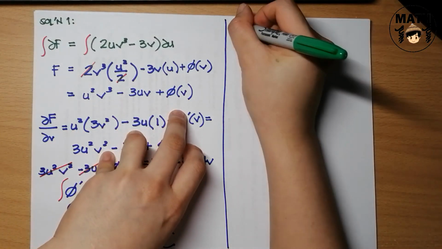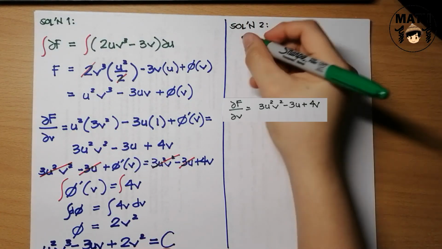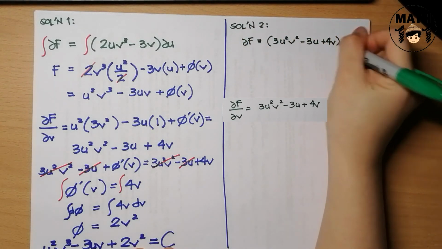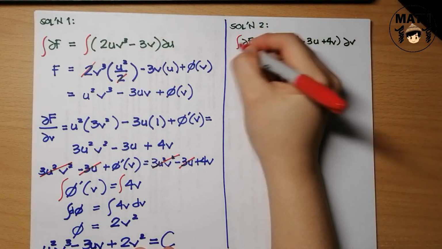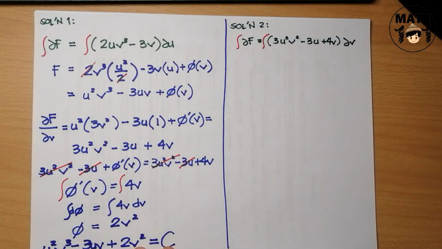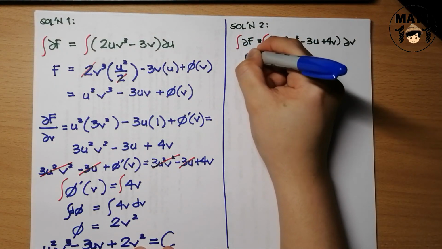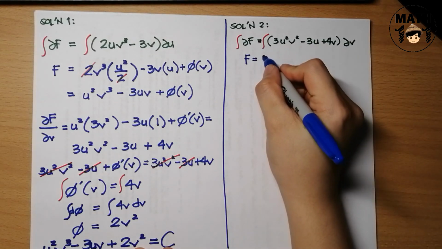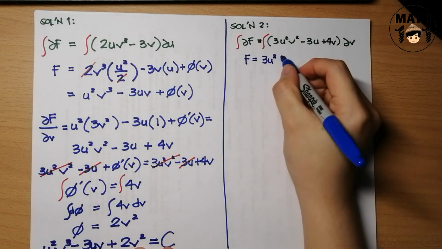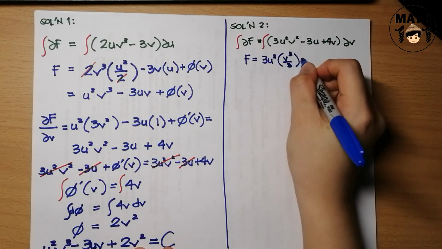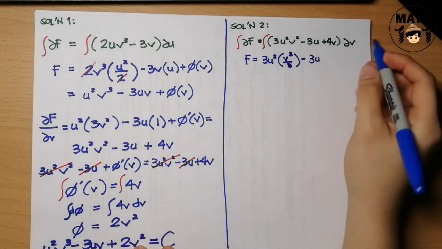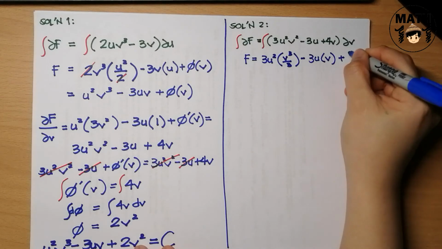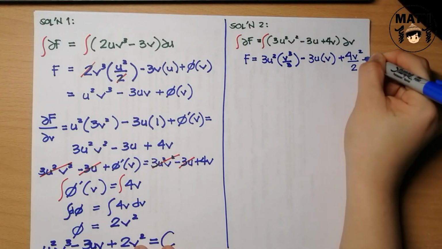Let's do the second solution. Considering naman yung partial of f with respect kay v. So again, let's integrate. Integral of differential of f, that is f, equals integral of 3u squared v squared with respect to v. So constant si 3u squared, integral of v squared, v cubed over 3, minus 3u, so constant, integral ng dv, plus integral of 4v is 4v squared over 2, plus ano idadagdag natin?